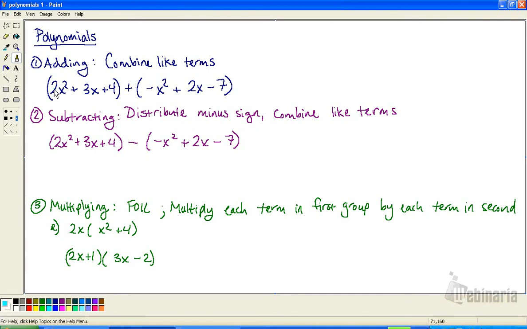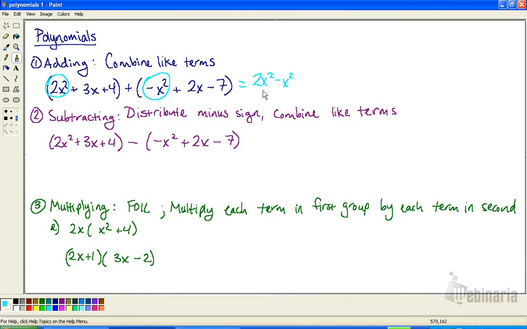For example, we have 2x squared plus 3x plus 4. We're going to add another polynomial, negative x squared plus 2x minus 7. Now we need to combine like terms. Remember, like terms mean they have the same variable raised to the same power. So let's start off with the 2x squared and the negative x squared. Those are like terms.